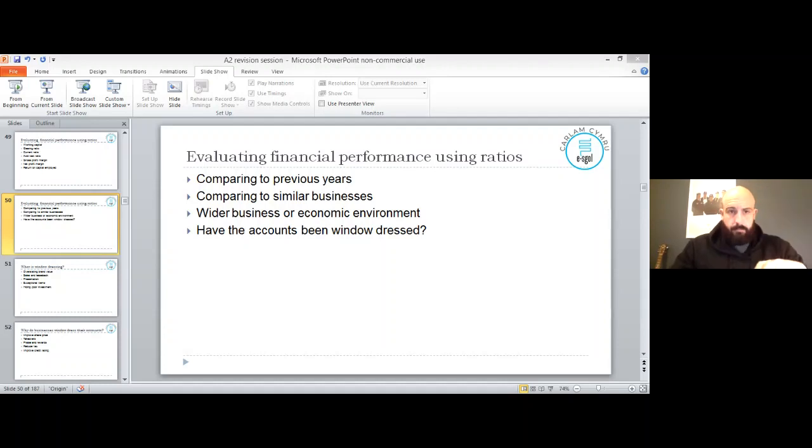This sounds relatively complicated, but window dressing is basically the manipulation of accounts to make them look slightly better. There are different rules and regulations on how you have to present accounts, so some people go about manipulating that and putting things in different places to make the business appear more profitable than it maybe is. This is basically the job of an accountant, to make your business look pretty profitable, and we'll look at the reasons why we do that now.